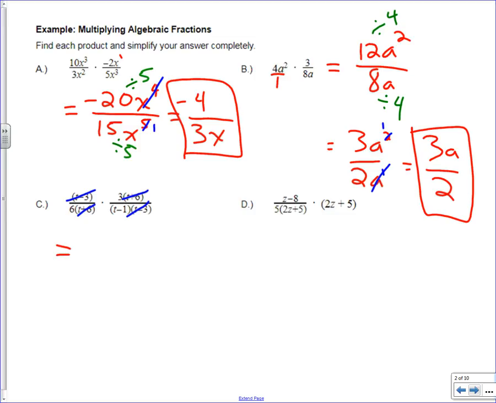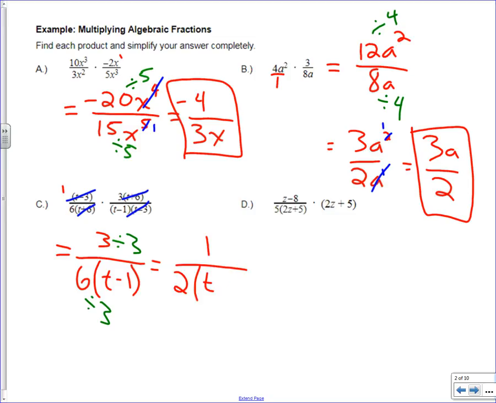So then step 2, I multiply straight across. So there's nothing left here, but remember, nothing left when you cancel means it's 1. So I have 1 times 3 is 3 over 6 times t minus 1. So then step 3, I have to simplify if possible. Well, 3 over 6 does simplify because I can divide both of them by 3. And so I get 3 divided by 3 is 1. 6 divided by 3 is 2. So we have 1 over 2 times t minus 1.